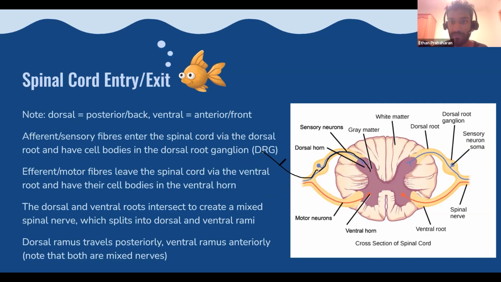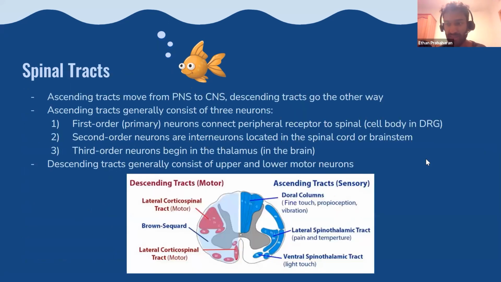Okay, so again, this is just a horizontal cut section. At every level of the spine, you'll have these ventral and dorsal roots coming out of it, and so we get a whole bunch of nerves coming out of the spinal cord. Now we get into the tricky stuff, which is tracts, right? So the specific pathways, from receptors up to the brain, and then from the brain actually to motor organs, right?